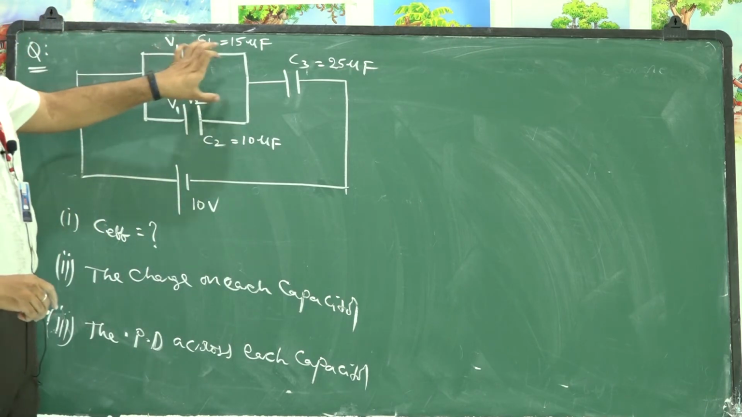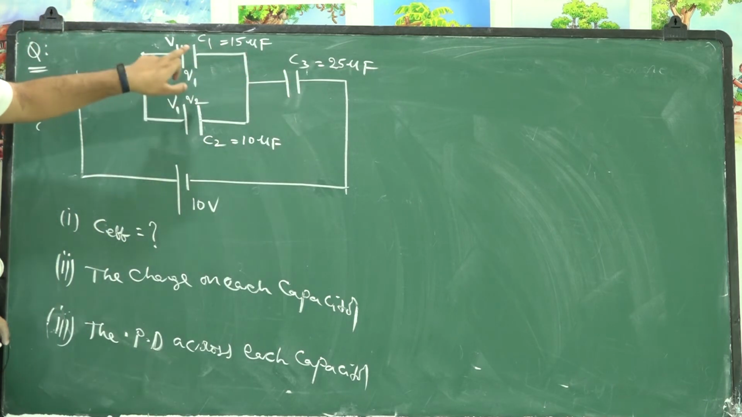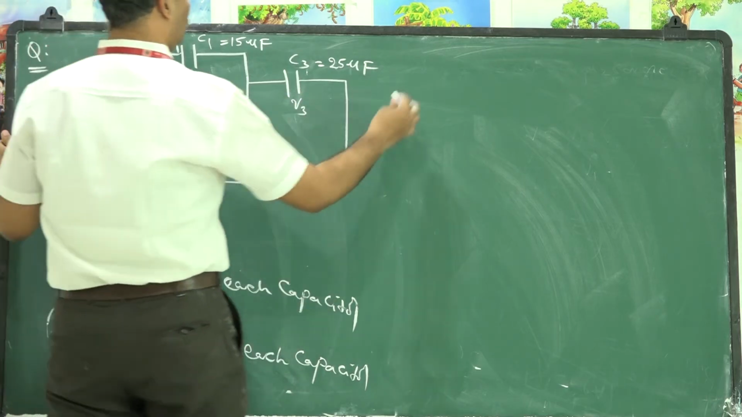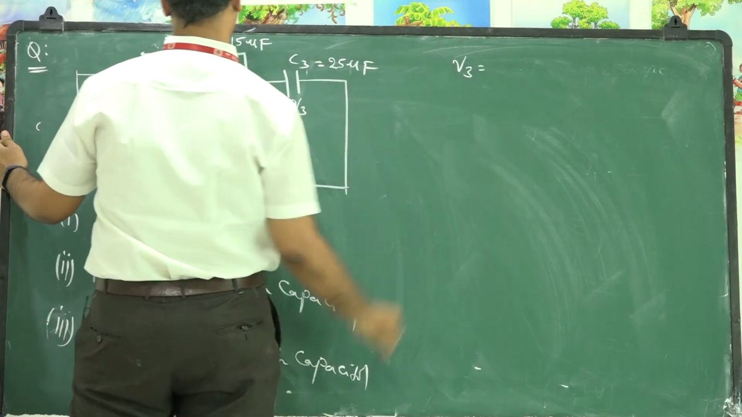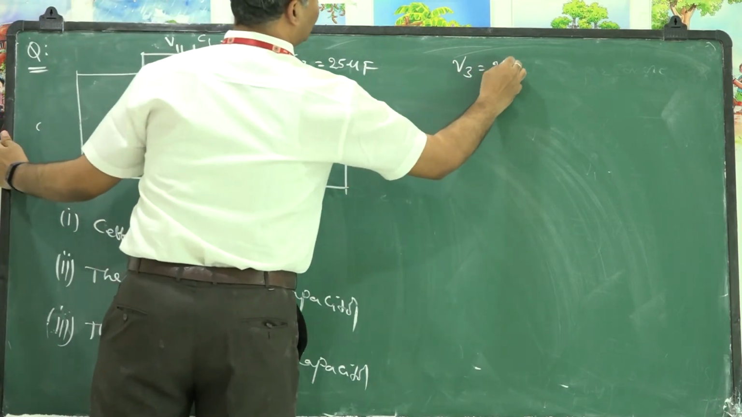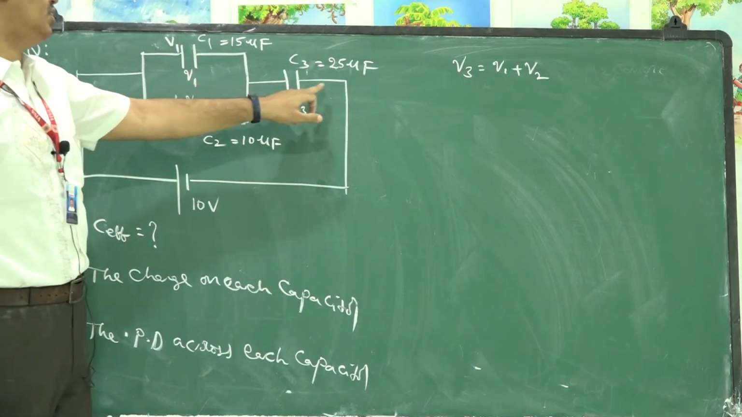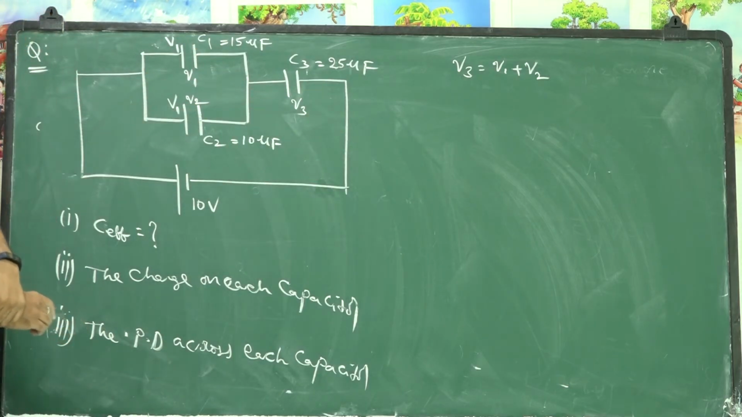But this combination is in series with this entire charge, whatever charge is residing here, Q3. Q3 is equal to Q1 plus Q2. The same set of charge has to pass through this. This is the first result we have.